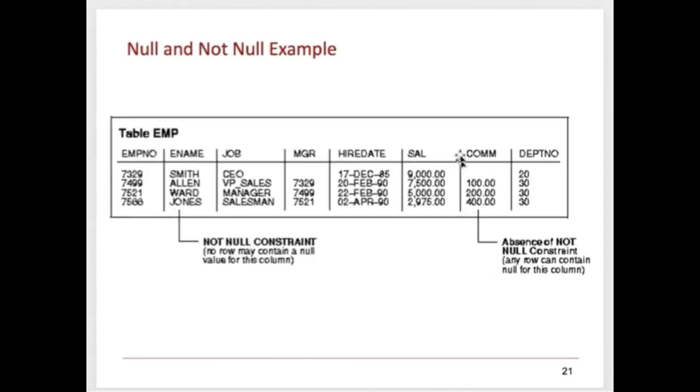Second, however, for commission, we do not say that it is not null. We do not say anything about this. So it means null values are accepted. You see here in the first record, there is no value. The commission is absent. It is null because we didn't put any condition. If we put a constraint, not null, this value must be there. If we do not put any condition, by default, null is allowed.